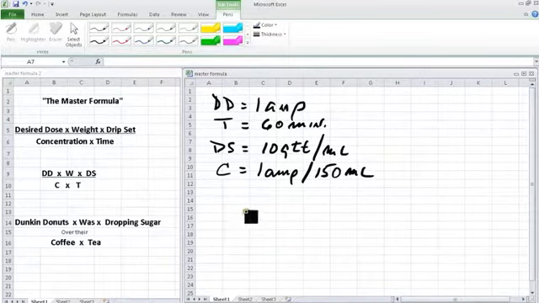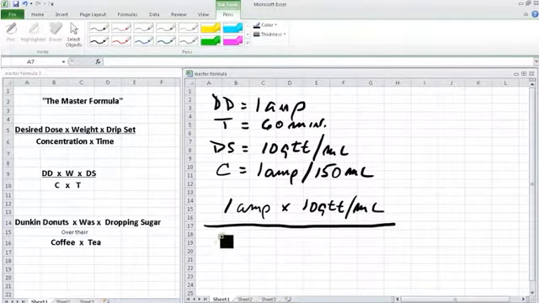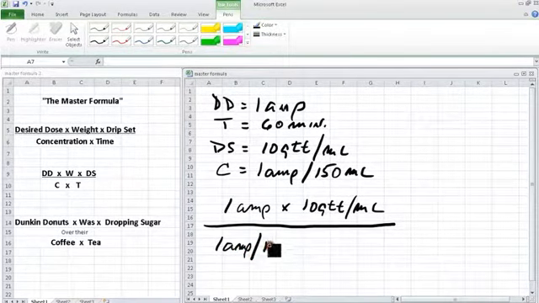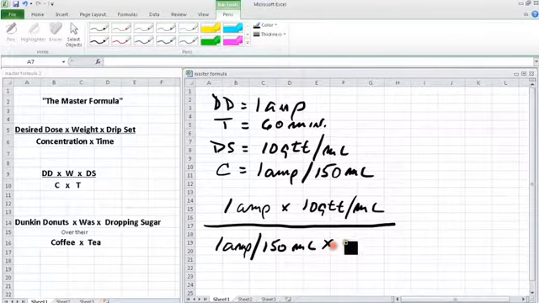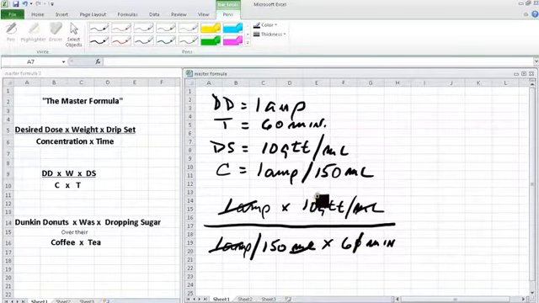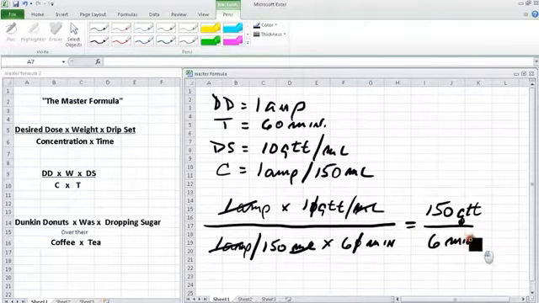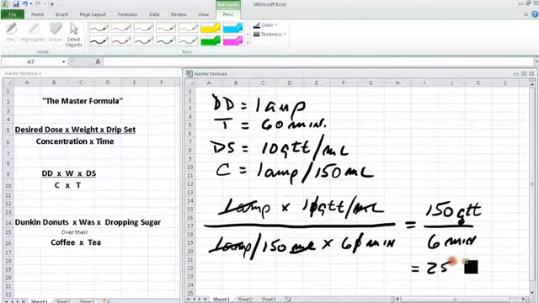So let's write that out in the formula. We have 1 amp times the 10 drop set per milliliter divided by the concentration. That's 1 amp per 150 ml times 60 minutes. All right, so the milliliters cross off, the 1 amp crosses off. Let's see, we can take out a 10 here. So when I do the division, when you have this double division, that actually works out to 150 drops over 6 minutes. And that works out to 25 drops per minute.